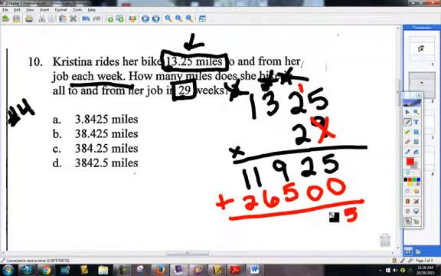5 plus 0 is 5. 2 plus 0 is 2. 9 plus 5 is 14. Carry 1. 8 and 3.